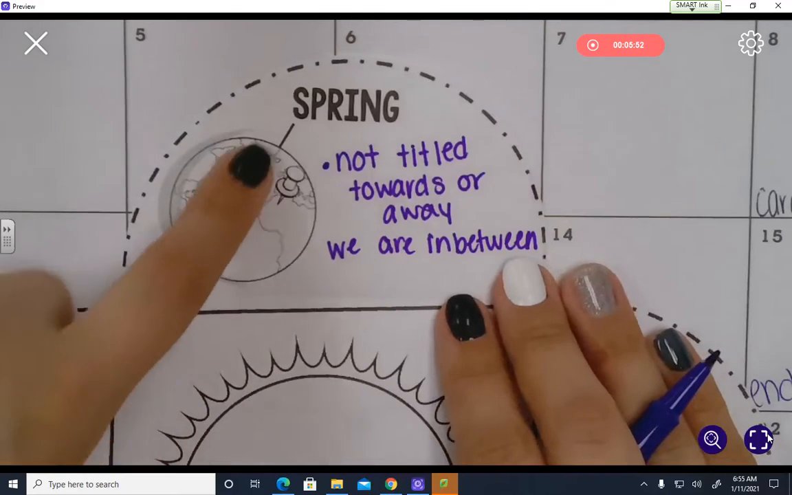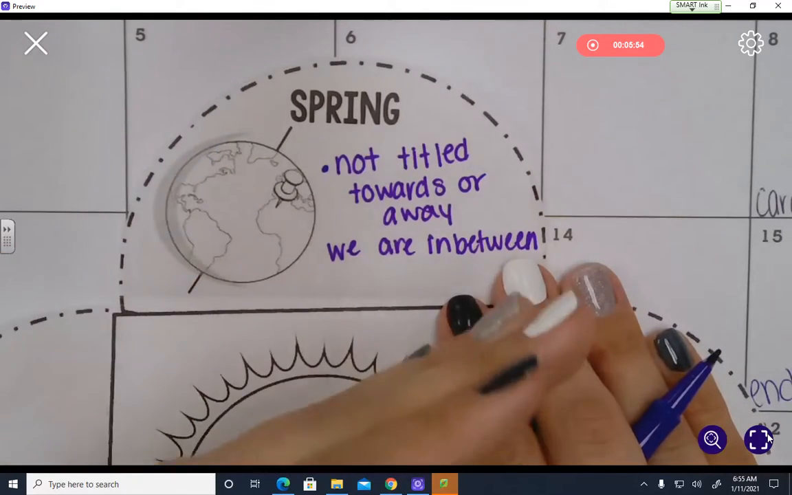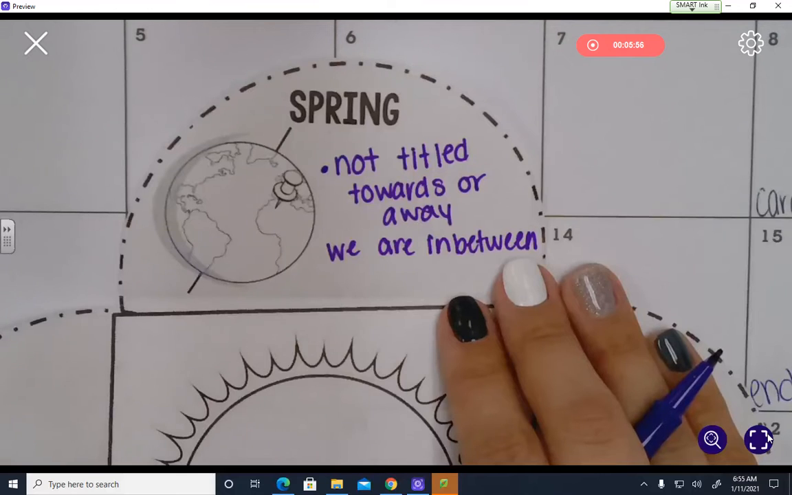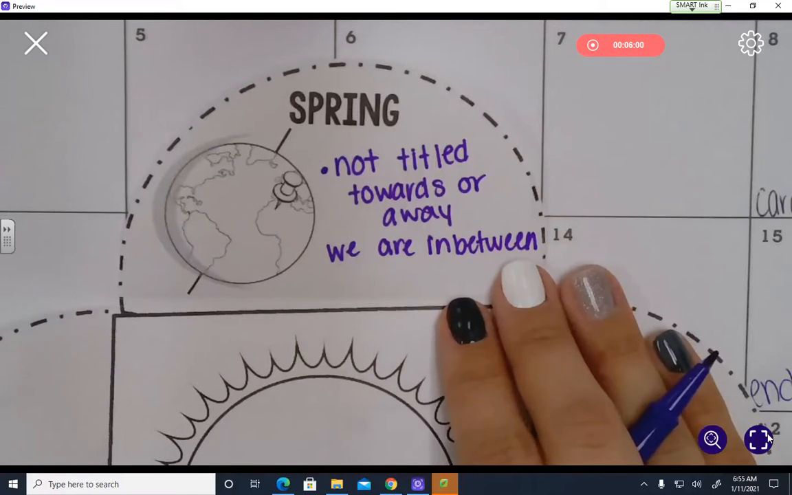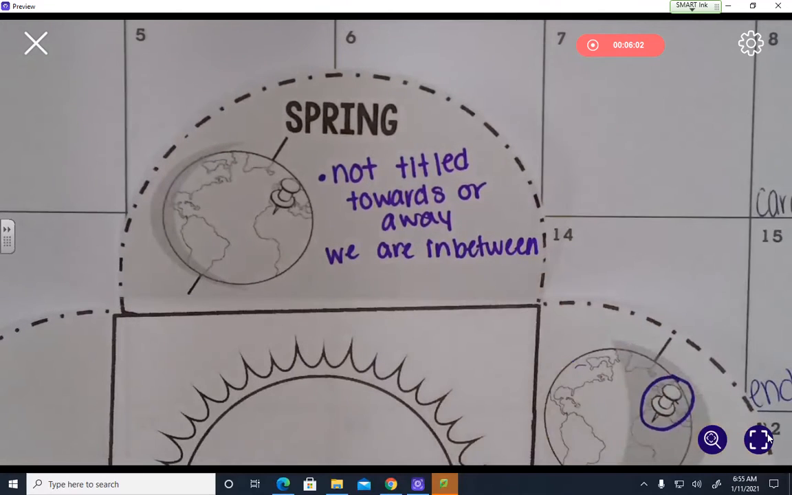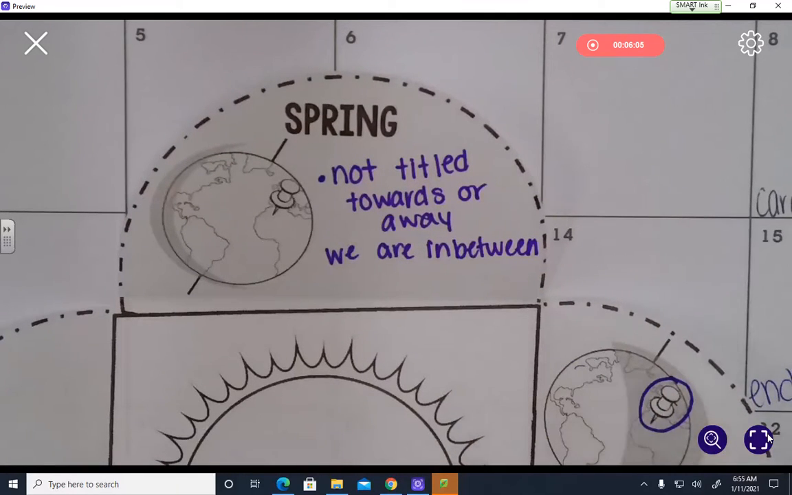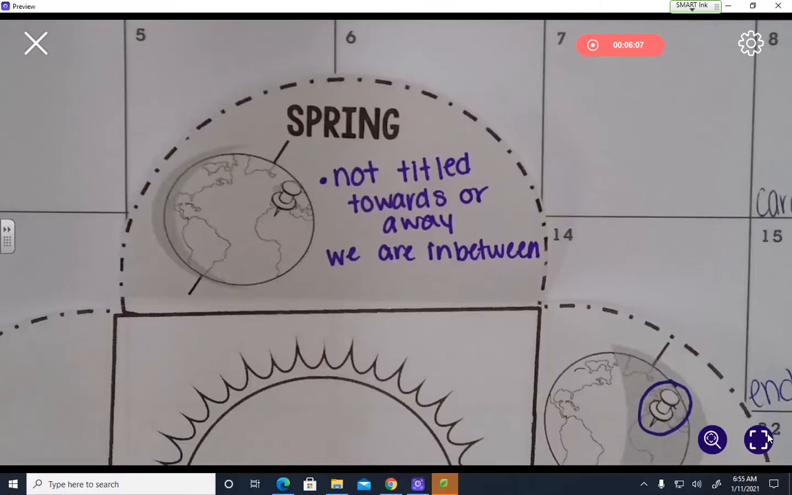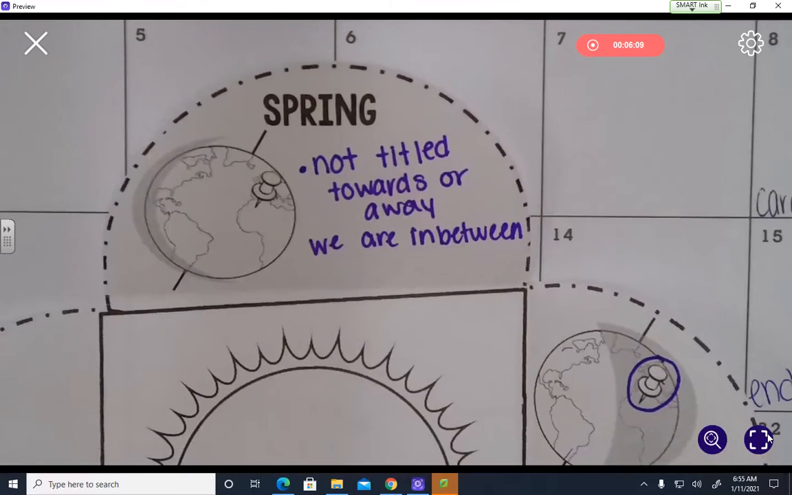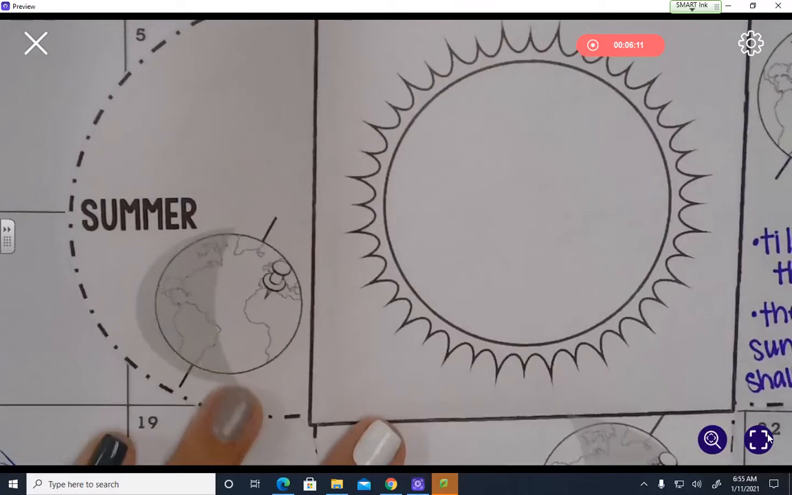And you can see that in the picture. We're not really super close to the sun. We're not really far away. We're kind of in that in-between stage. And it'll make more sense when you see the summer picture, because the summer picture is closer to the sun. Which I kind of just gave that one away for you. So let's take a look at that summer picture.